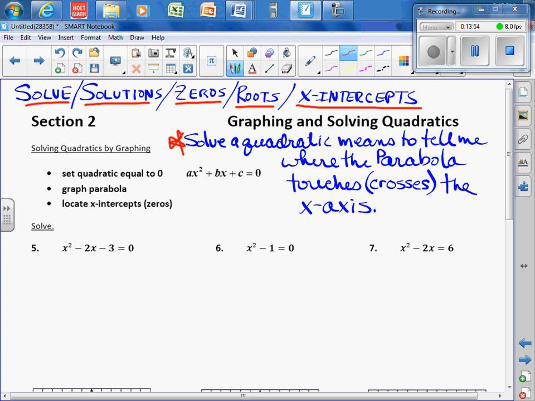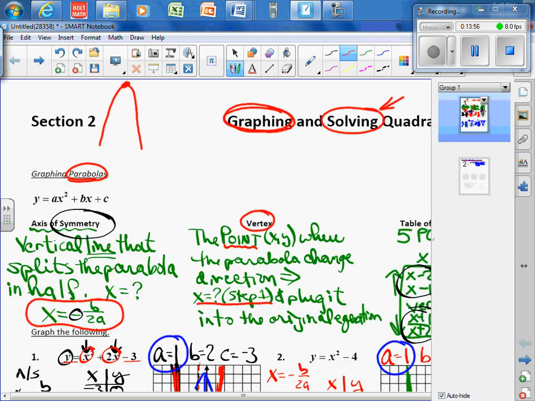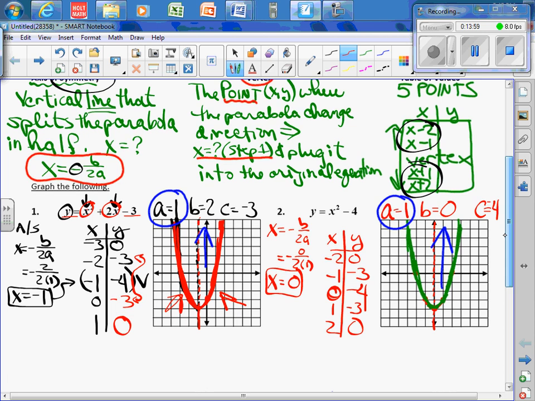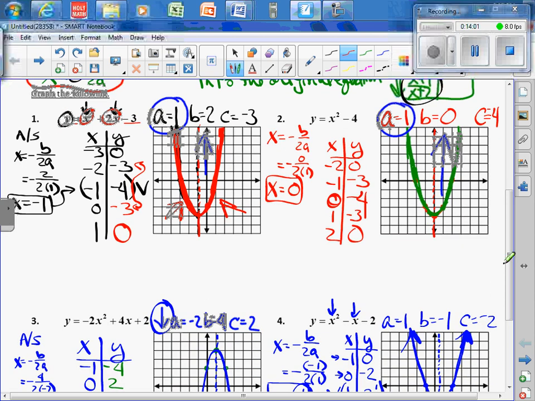So let's go back to the first page here. In number 1, where does the parabola cross the x-axis? Well, what's x equal to at this point? -3. And what's x equal to at this point? +1. And those would be the solutions, or the x-intercepts, the roots, the zeros, and that's what we're talking about, where it touches the x-axis.